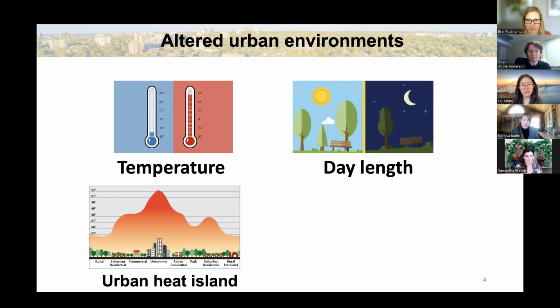We have the urban heat island: cities are often 1 to 3 degrees warmer than the surrounding countryside because we have buildings, parking lots, and all these materials that can absorb and retain heat. So urban areas are warmer than rural areas.